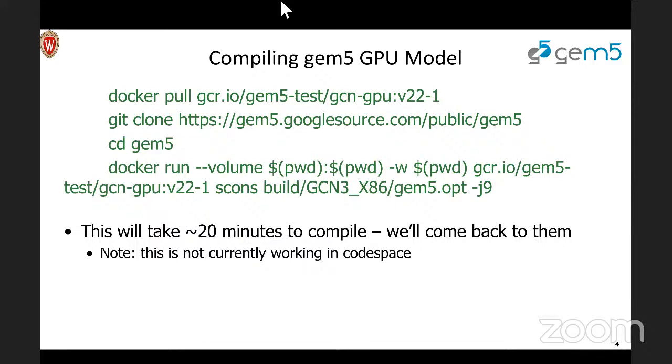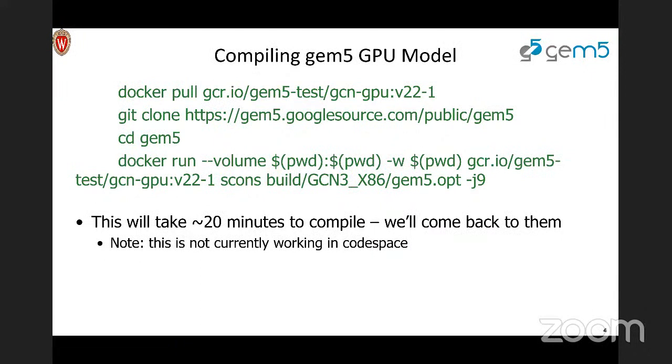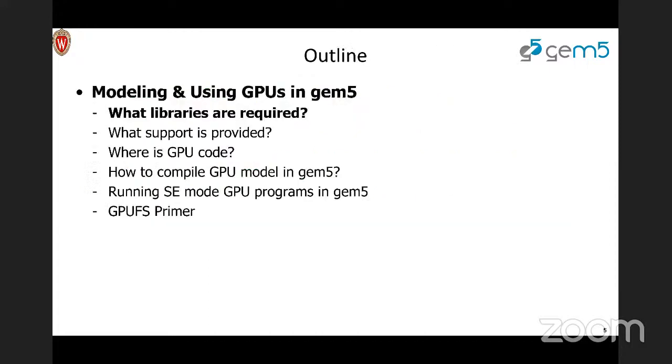It's just slow. Okay, well, why don't we move forward at least so folks can see what's up, and we won't take advantage of parallelism here. Ultimately, when the internet here enables you to run it, when you run that last command, the Docker run command at the bottom, that's going to compile the GCN3 x86 build, which is one of the GPU models that we have.